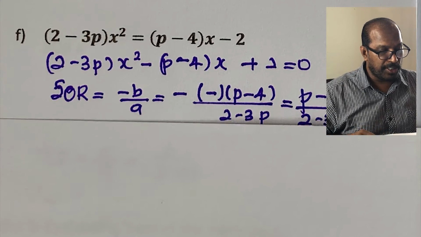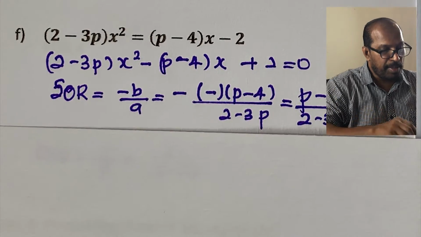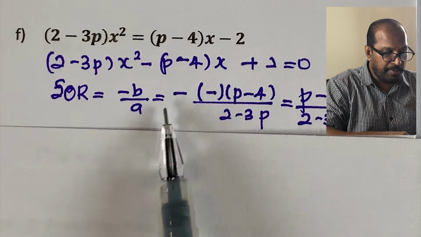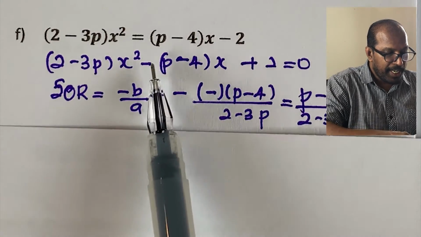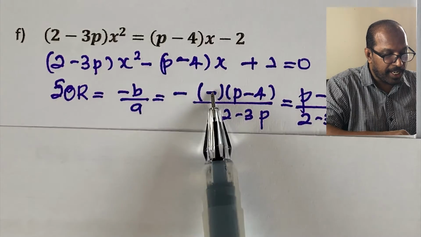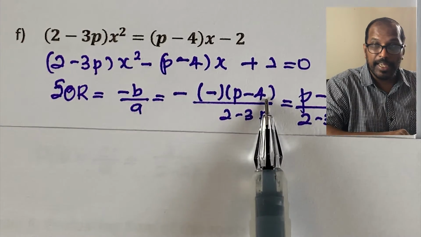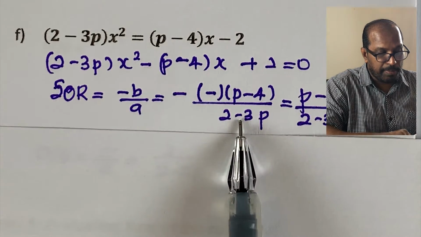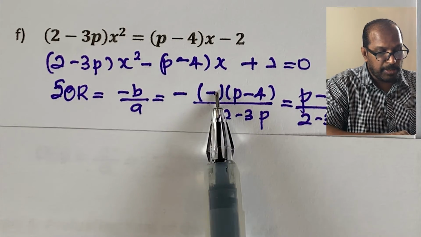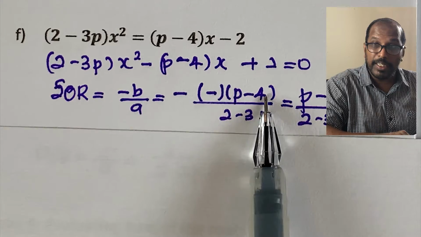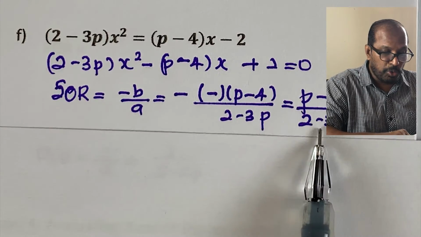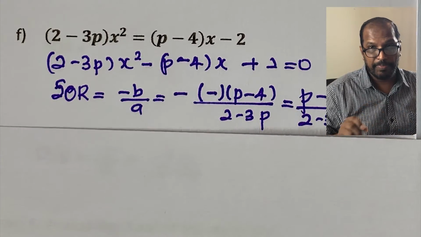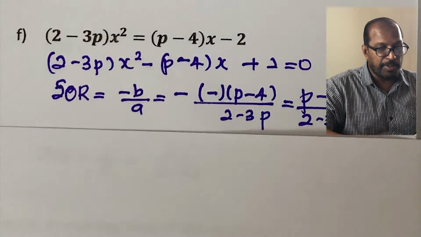Now we find the sum of the roots, which is negative b over a. B is negative (p minus 4), so negative of negative (p minus 4), divided by a, which is 2 minus 3p. Negative and negative is positive, so you get (p minus 4) over (2 minus 3p). Therefore this is the sum of the roots.